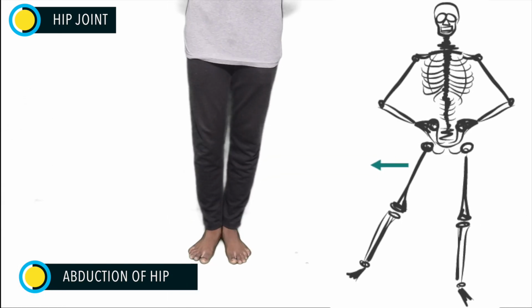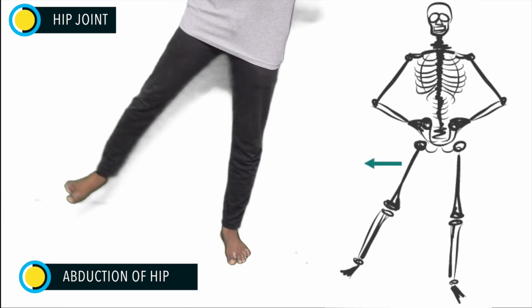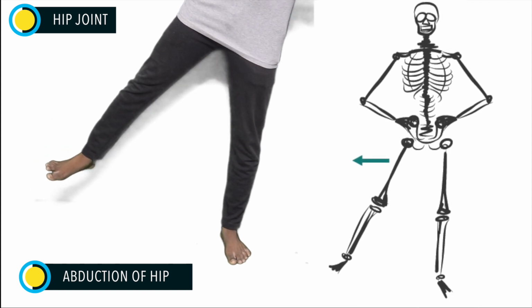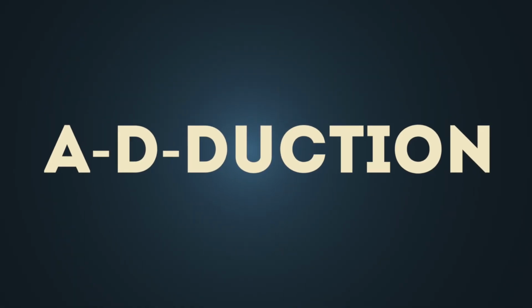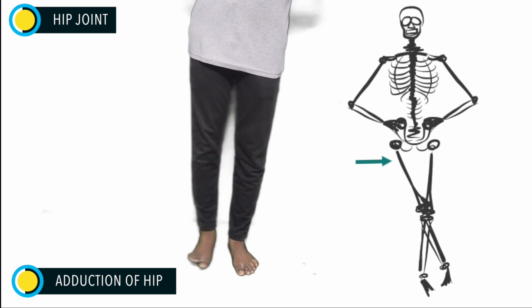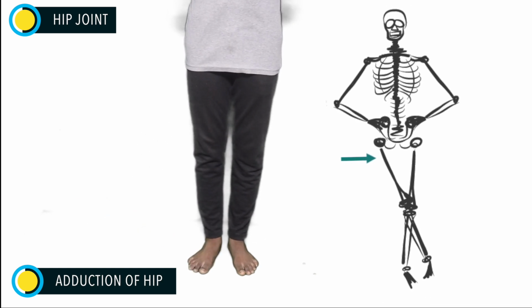When we take our thigh away from the medial axis of the body, it is known as abduction, and when we take it again towards the medial axis of the body, it is known as adduction.